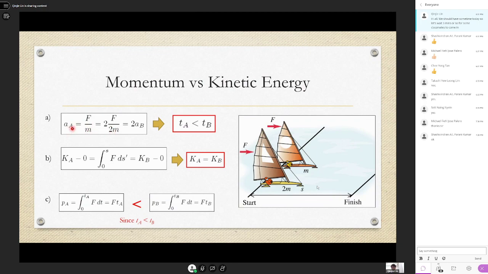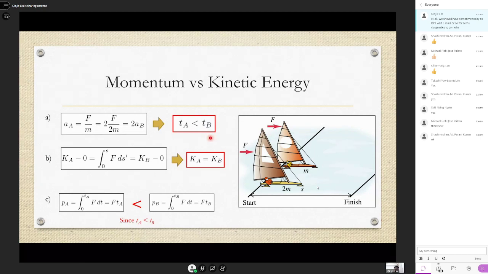So we can see that the acceleration of A will be 2 times that of, in other words, this small boat, right, will accelerate much faster, which of course is quite logical, right? Lighter, so you accelerate faster. So based on this, you can already tell TA will be smaller than TB. That means the time taken for this lighter boat to reach the end will be shorter.